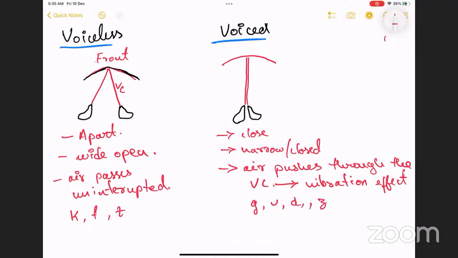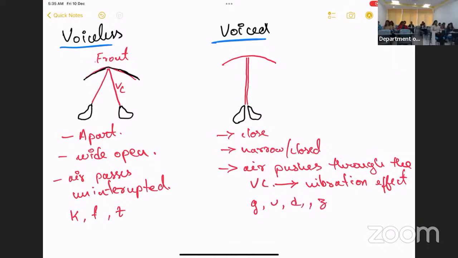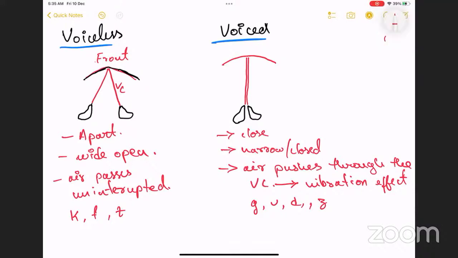Okay. Now, a very simple experiment. I want all of you to either hold your ear.